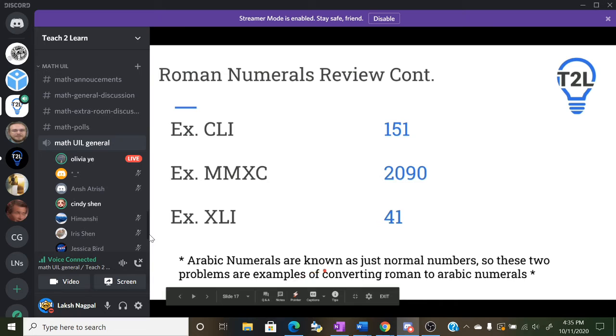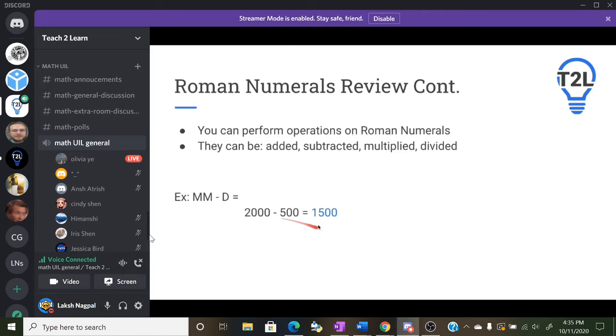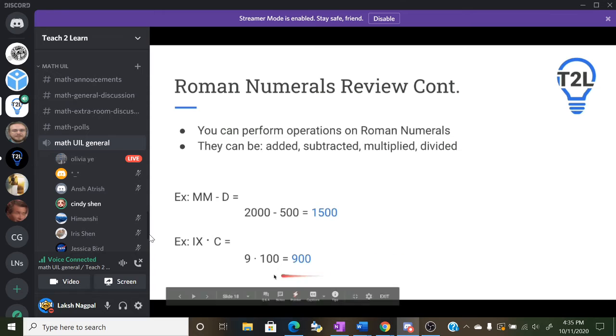Sometimes the tests will ask you to convert these into Arabic numerals, but Arabic numerals are just normal numbers, so you would just do what you just did when it asked that. You can also perform operations on Roman numerals like adding, subtracting, multiplying, and dividing them. So for example, MM minus D, that would be 2000 minus 500, which is 1500. And then IX times C, which is 9 times 100, which would be 900. And on the tests, mainly it's just addition and subtraction.